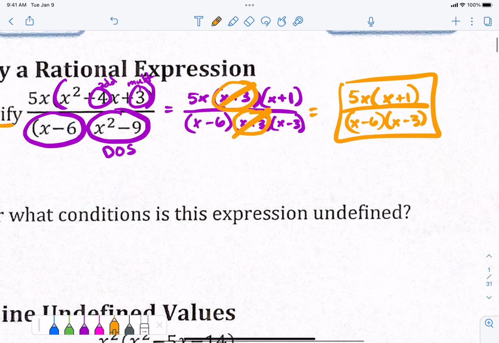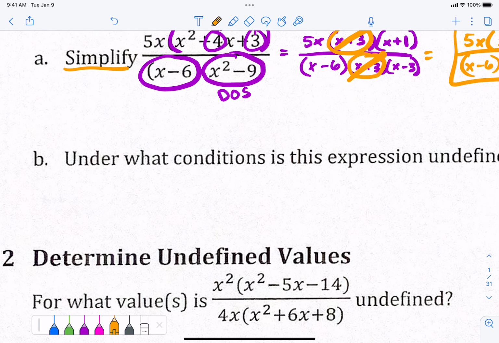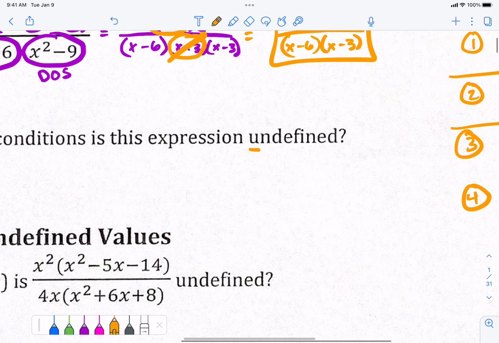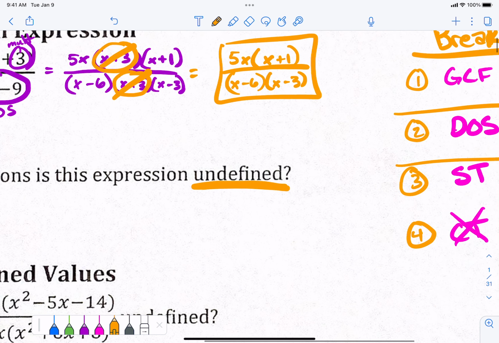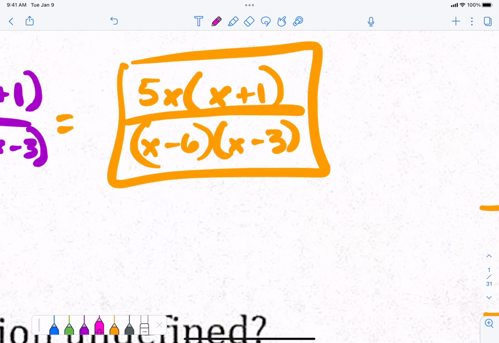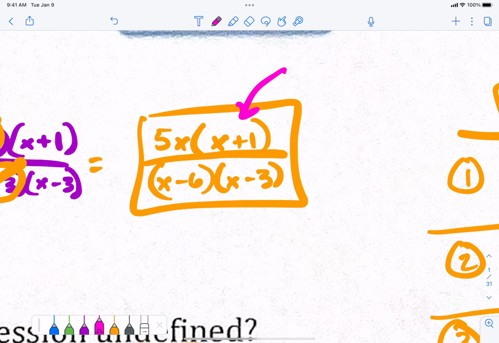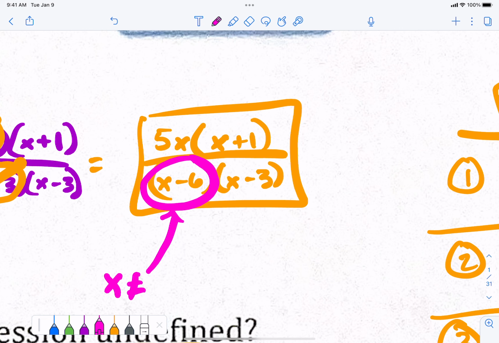Okay, part B, though, says this. Under what conditions is this expression undefined? Okay, when we talk about undefined, we never, ever want to divide by zero, right? Do you remember that? We never want to have zero on the bottom. So when I'm looking at this, I don't care about this x plus 1. It's okay. And I don't care about this 5x, that's fine, okay? But I want to worry about this x minus 6. So if I have x minus 6, what can x not be?